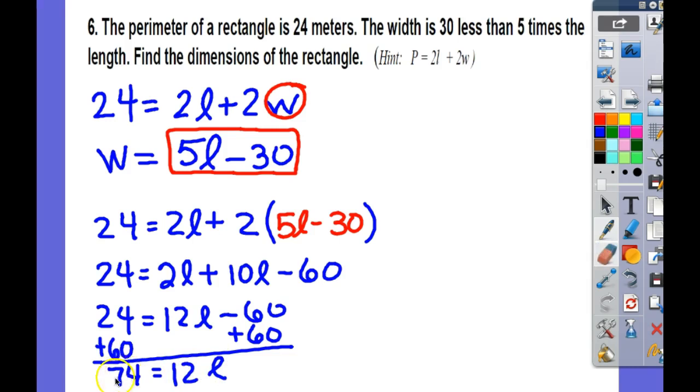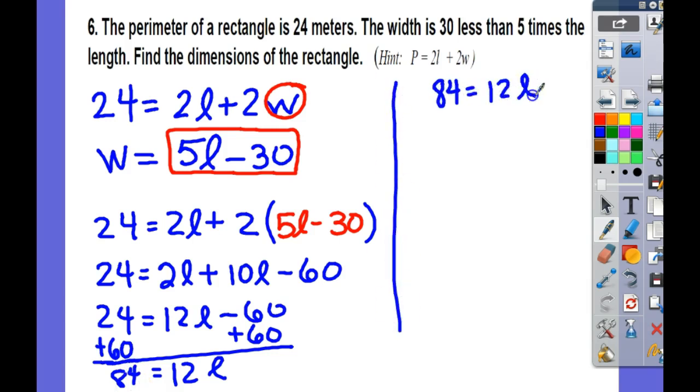Well, not 74. If I add that correctly, that is going to be 84 equals 12L. If I divide both sides by 12, L, the length, is going to be equal to 7. It says find the dimensions. That means the length and the width.